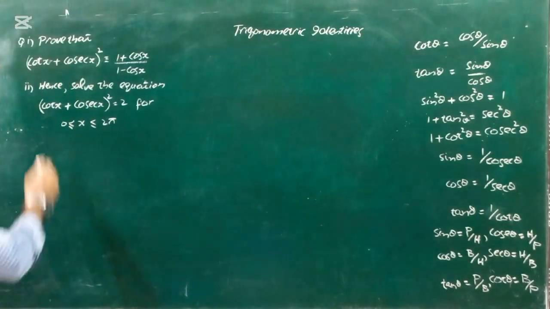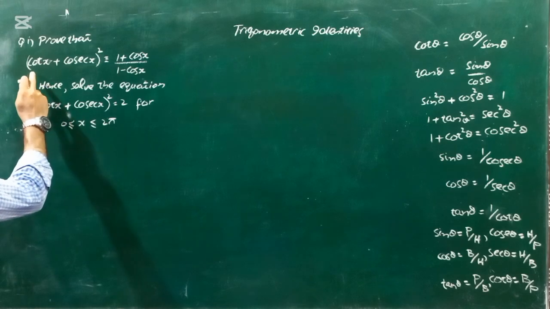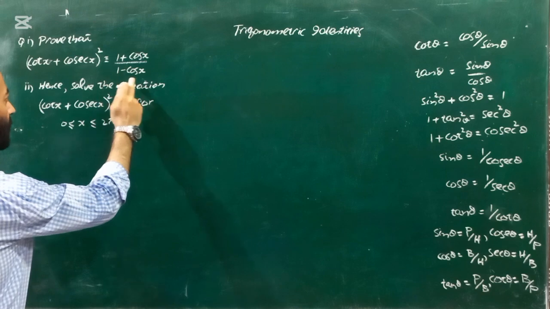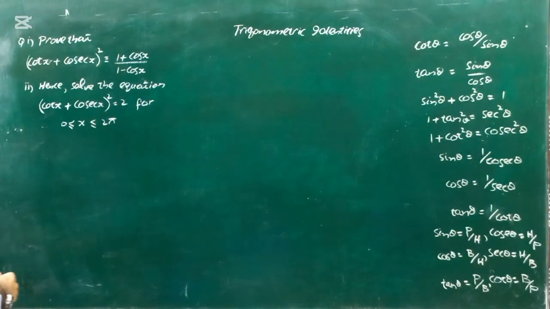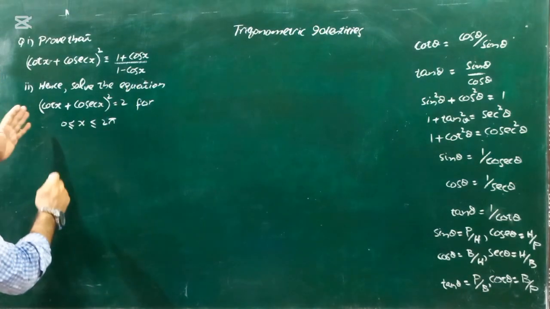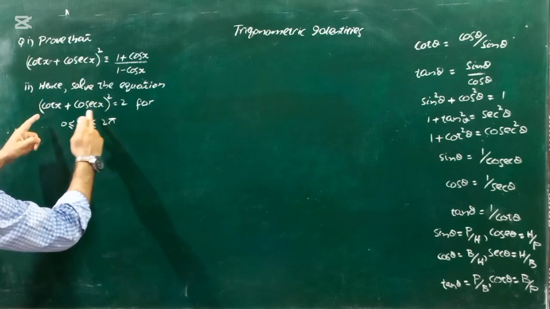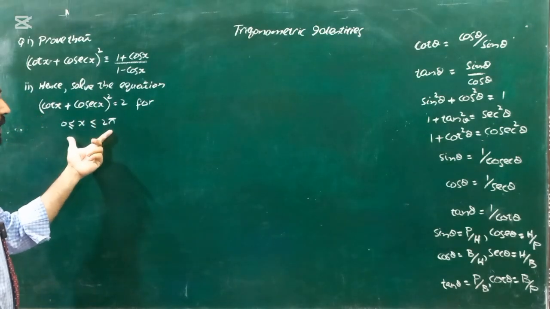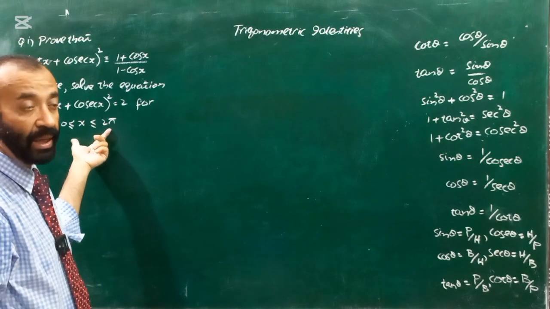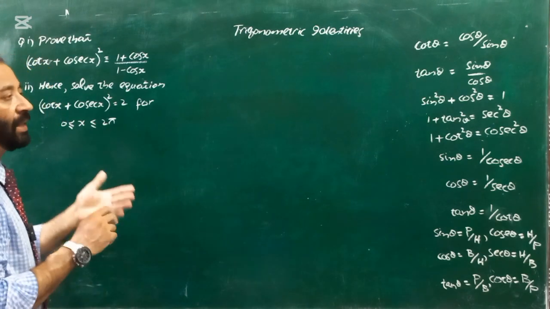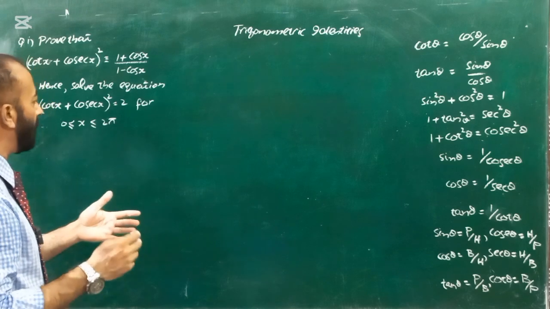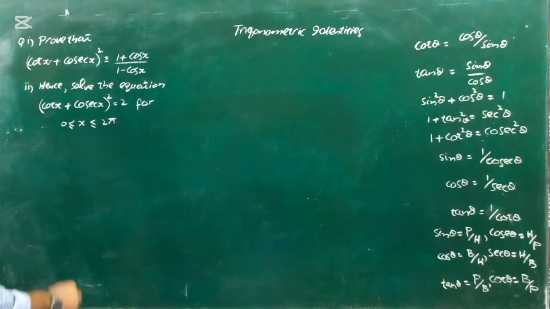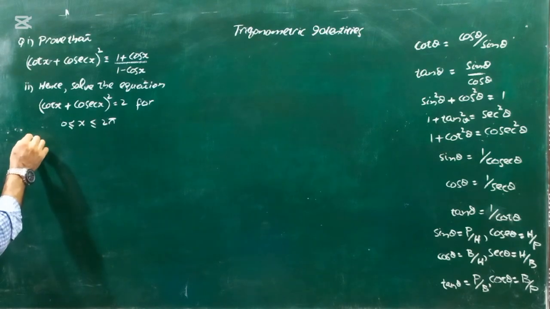Here is a question: prove that first part is (cot x plus cosecant x) whole square is equal to (1 plus cos x) over (1 minus cos x). And hence solve the equation. So this expression is now equal to 2 for this range. From here you must be alert that the requirement is in radian mode. So first you have to change your calculator into radian mode.